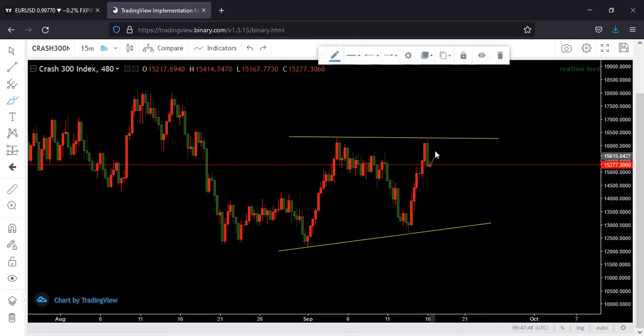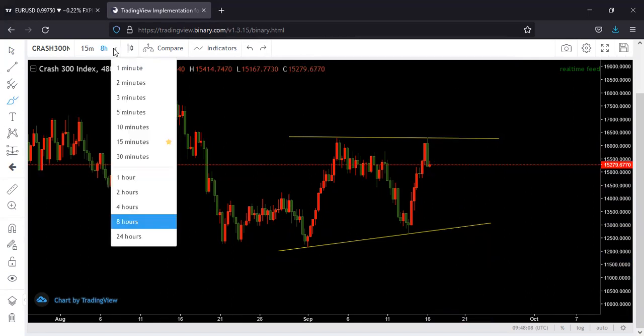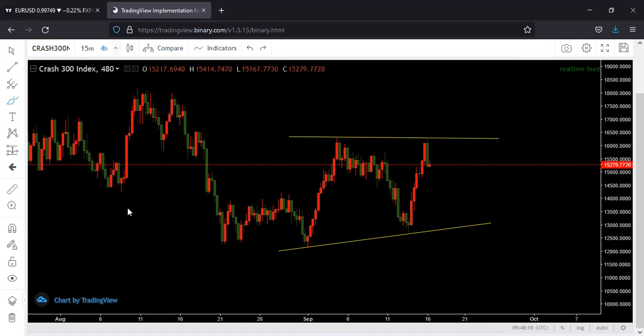And probably this price will manage to break this to the upside. Then we shall be waiting for the bullish flag continuation pattern like this one. So this is probably it, and this is possible. Okay, so now let us go to the 4 hours time frame.